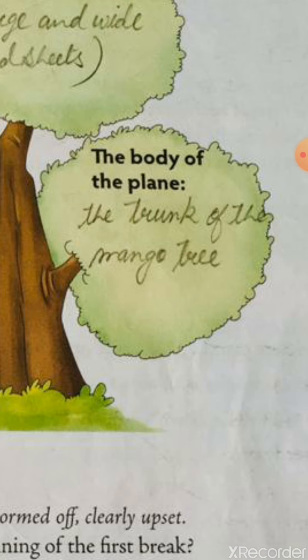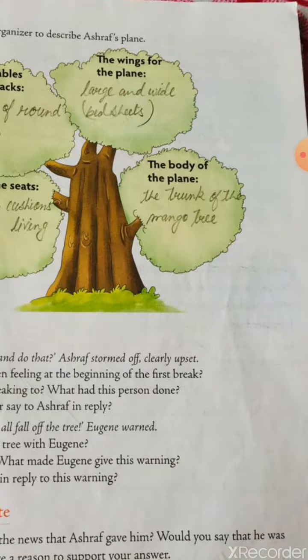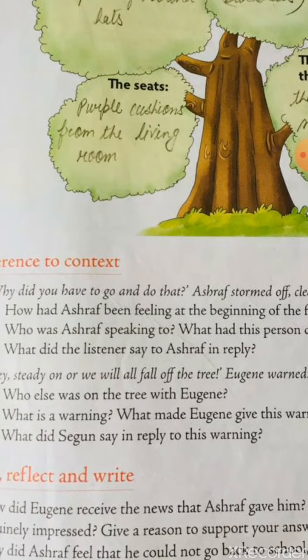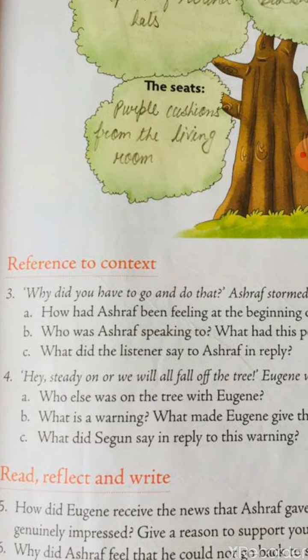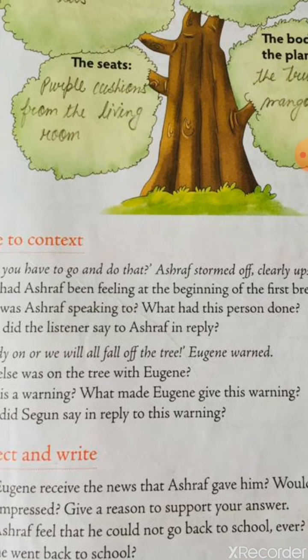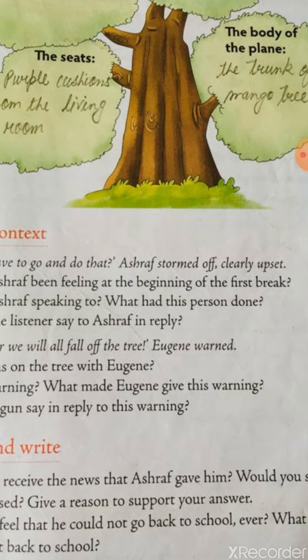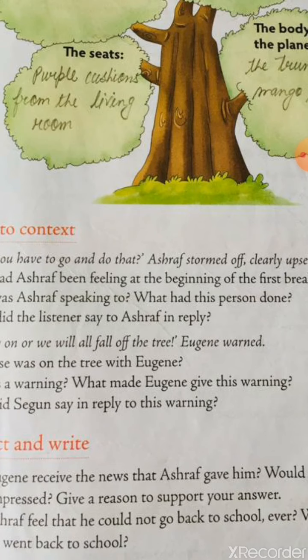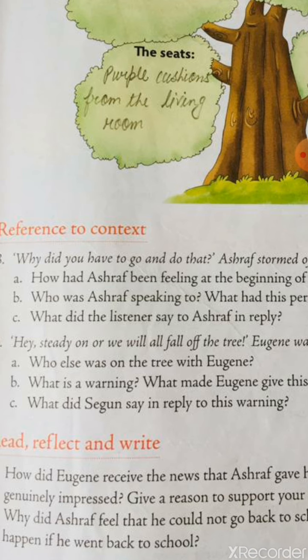Now we will continue with reference to context. Here you can see reference to context, okay. So the first one is, why did you have to go and do that? Ashraf stormed off, clearly upset. Why? Because Ashraf's friend loudly spoke that Ashraf invented a plane, and after listening to this, Ashraf felt seriously angry and he said, why did you have to go and do that, okay.